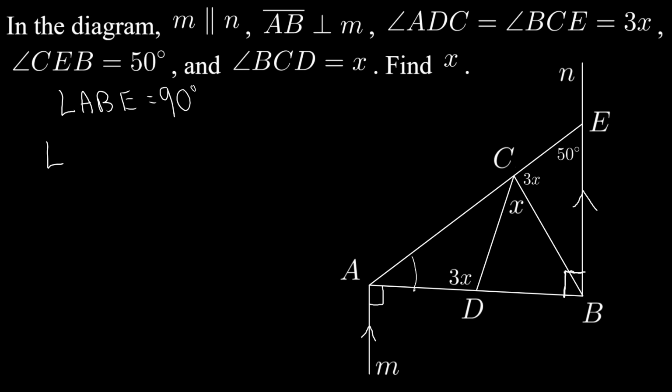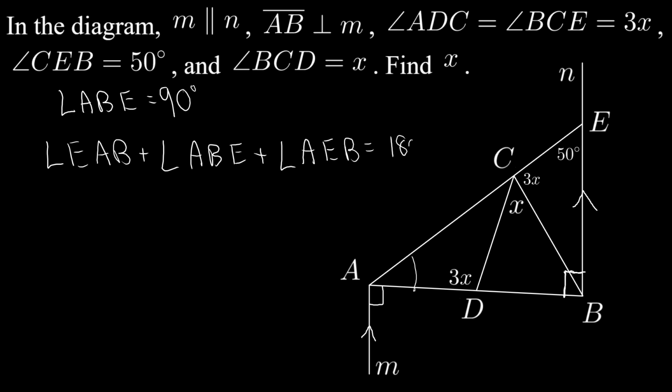Angle EAB plus angle ABE plus angle AEB is equal to 180 degrees. Okay. Well, what can I do here? Well, let's substitute whatever we know. So, for example, angle EAB. We don't really know much about, so I'm just going to leave that the same.